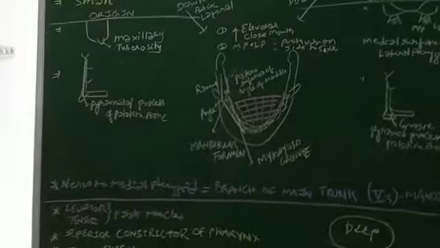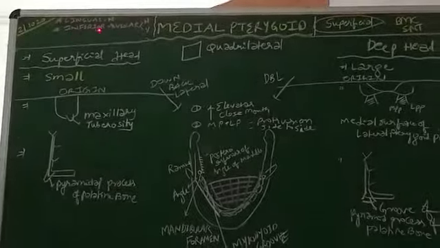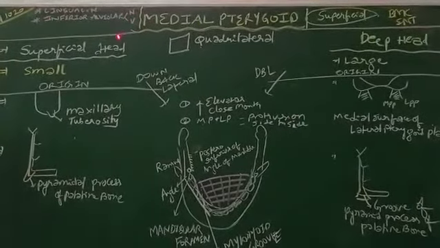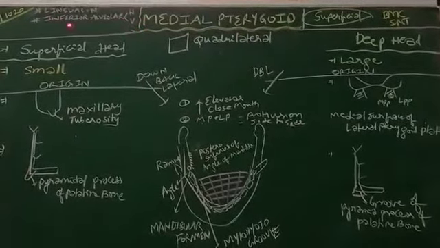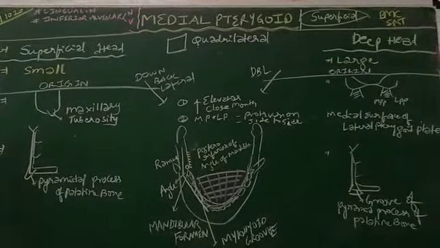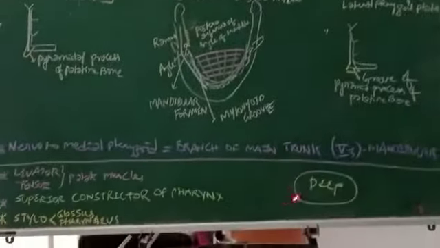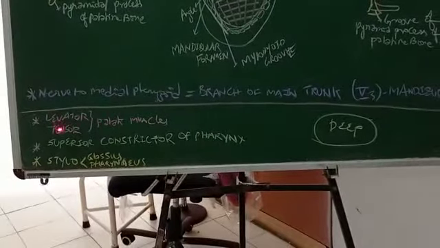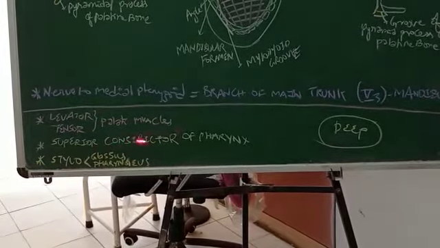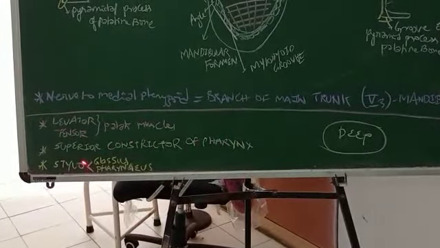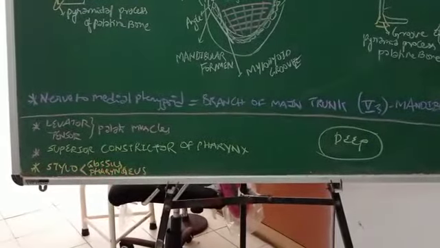If you take the structures superficial and deep to it, above are the lingual nerve, the inferior alveolar nerve and the inferior alveolar vessels. They are superficial to this medial pterygoid. Deep to this medial pterygoid are the palate muscles, levator palatini and tensor palatini, and the superior constrictor of the pharynx, styloglossus and stylopharyngeus muscles.